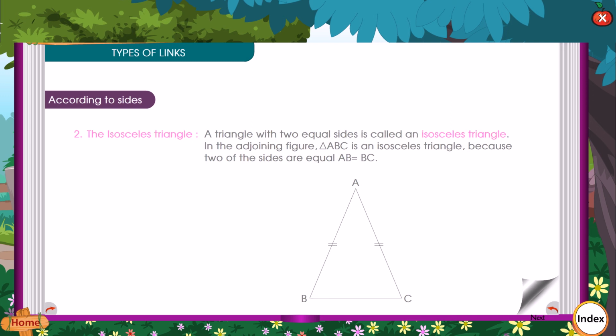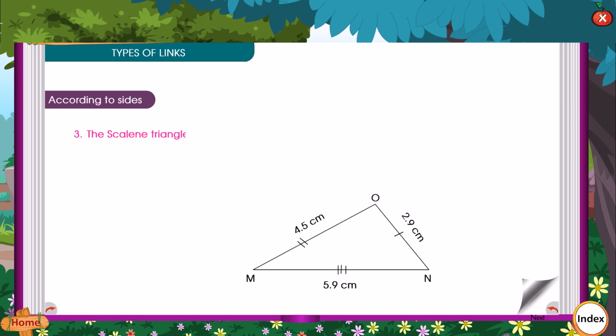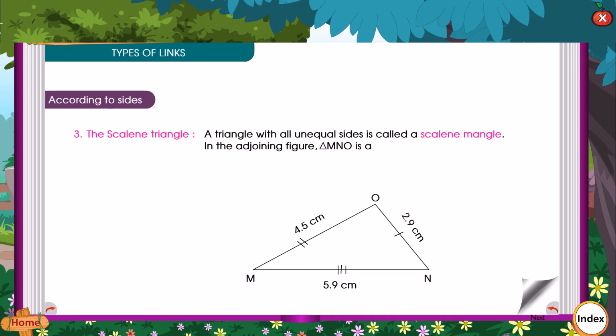3. The scalene triangle. A triangle with all unequal sides is called a scalene triangle. In the adjoining figure, triangle MNO is a scalene triangle because MN is not equal to NO is not equal to OM.